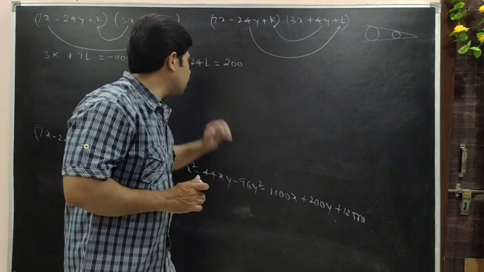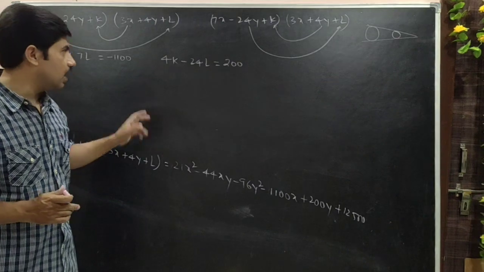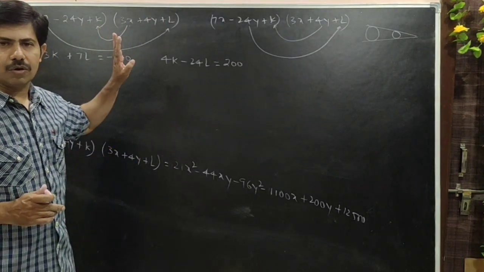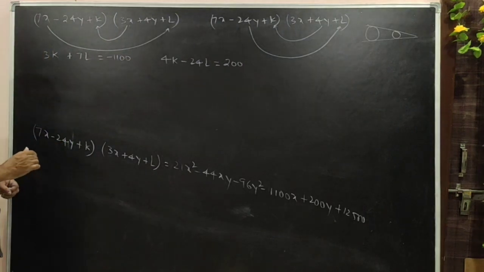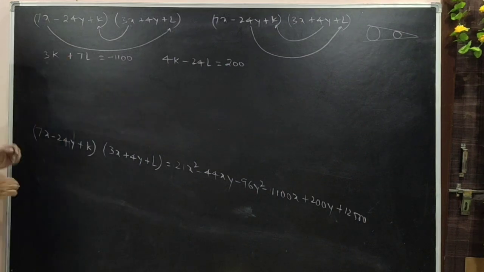Right? Now what I'll do, I'll just solve these two equations so that we get the values of k and l, and I'll substitute back in these equations. Now these will be the required direct common tangents. So now we'll solve. When I'm solving, I'll solve this by elimination.